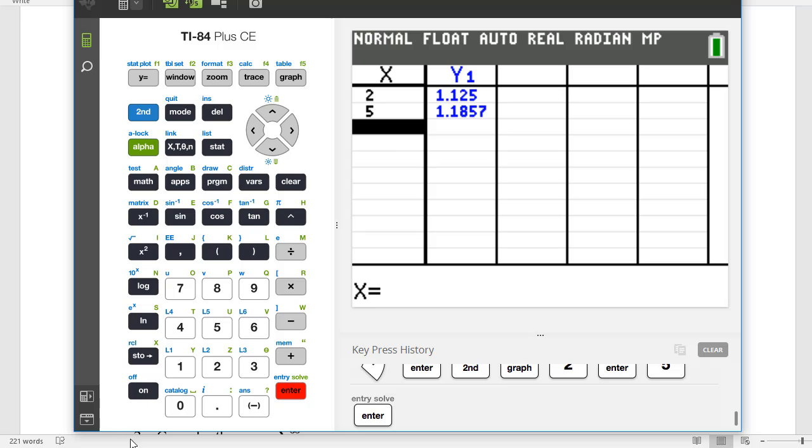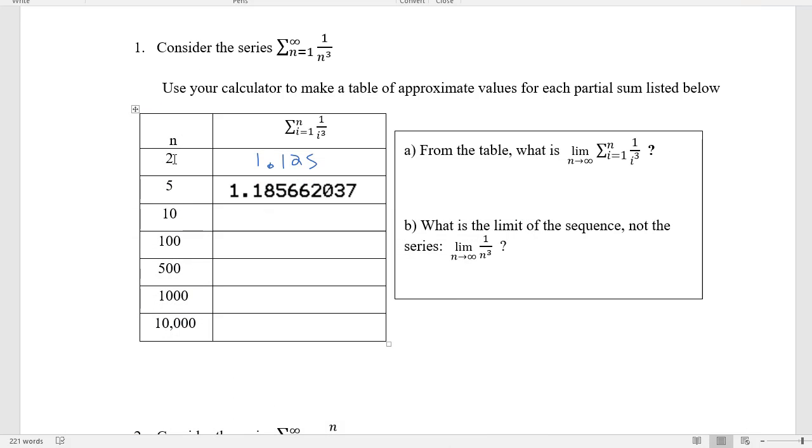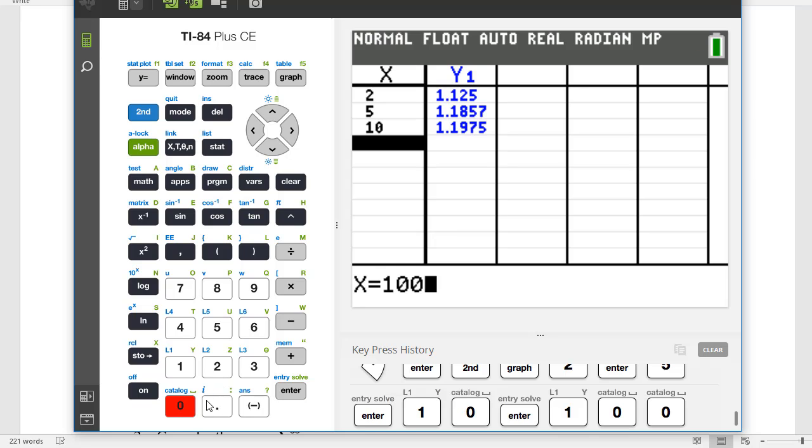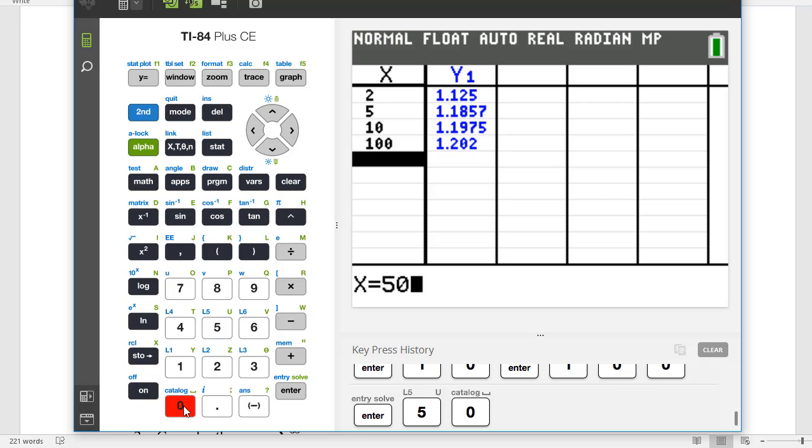And then what did I want in my table? So I wanted the second partial sum, fifth partial sum, 10th partial sum. So I'm doing 10, 100, 500. So let me do 10, and then I'll do 100, and then I'll do 500.